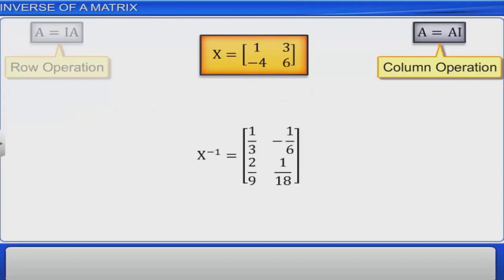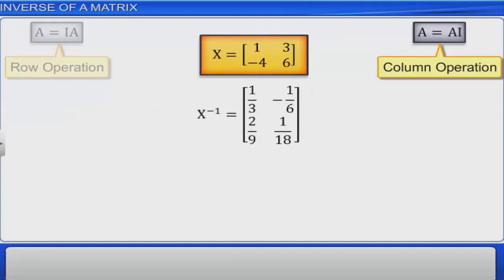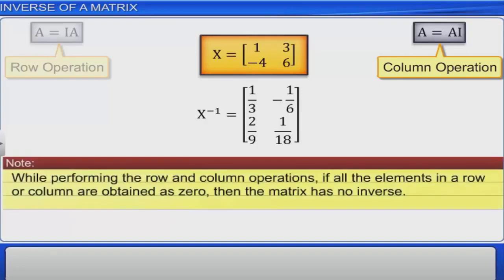It can be easily seen that the inverses obtained by either row or column operations are the same. Note that, while we perform row and column operations, if all the elements of a row or column are obtained as 0, then the matrix has no inverse.